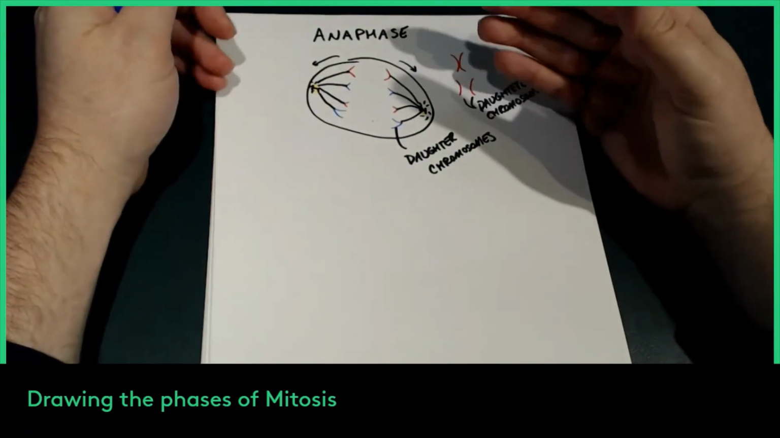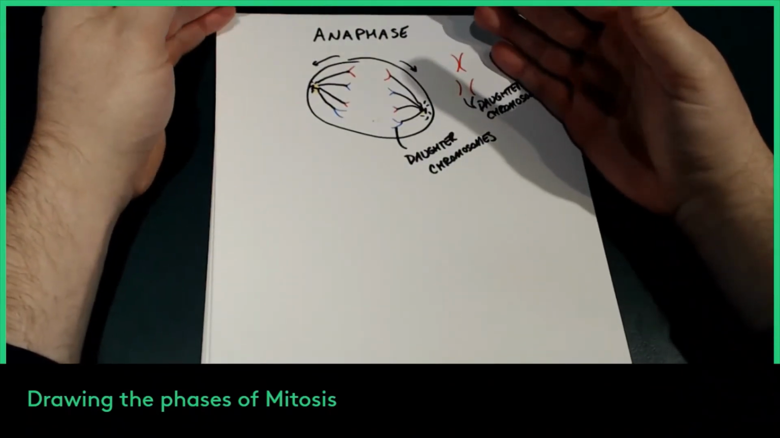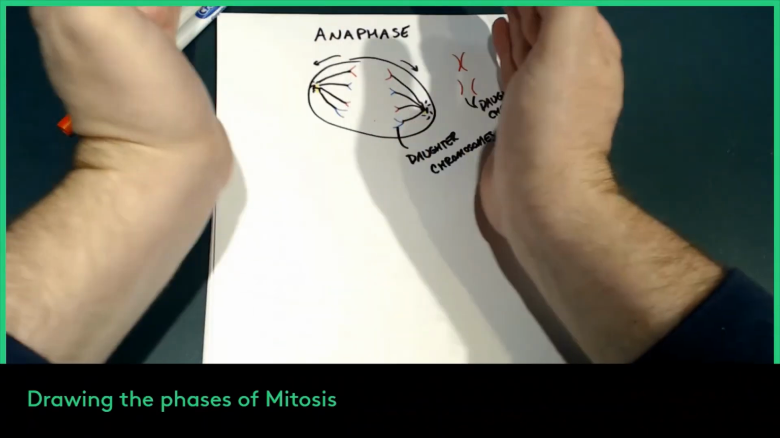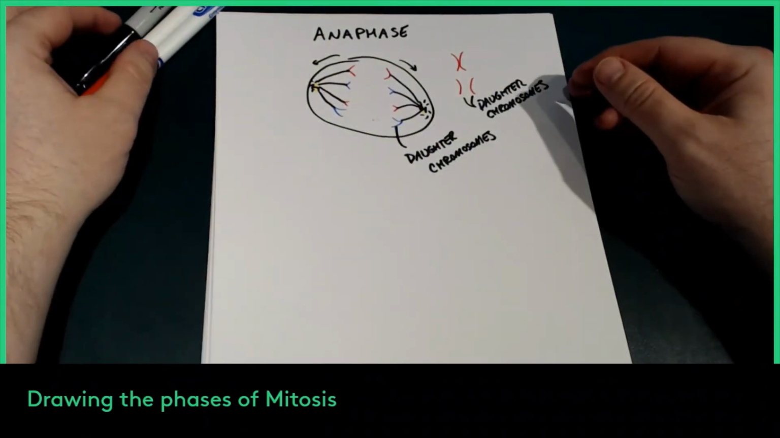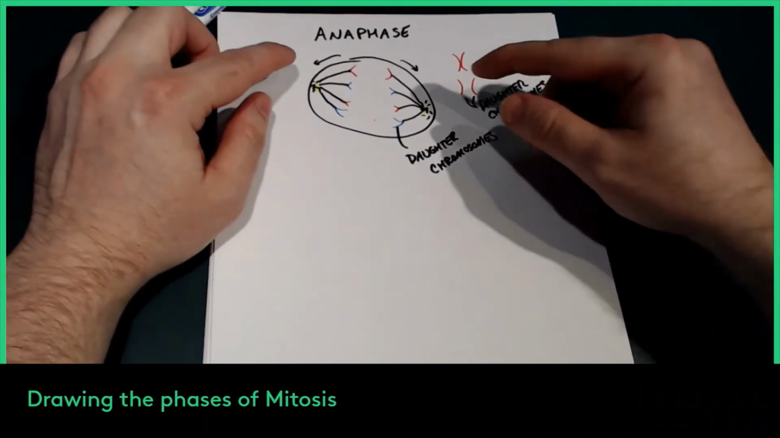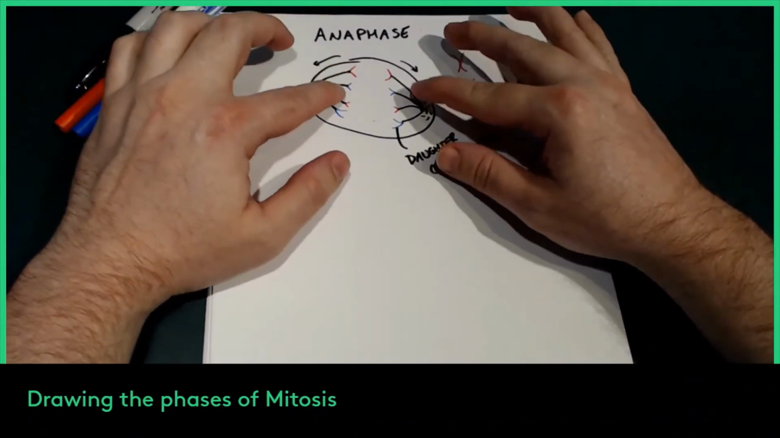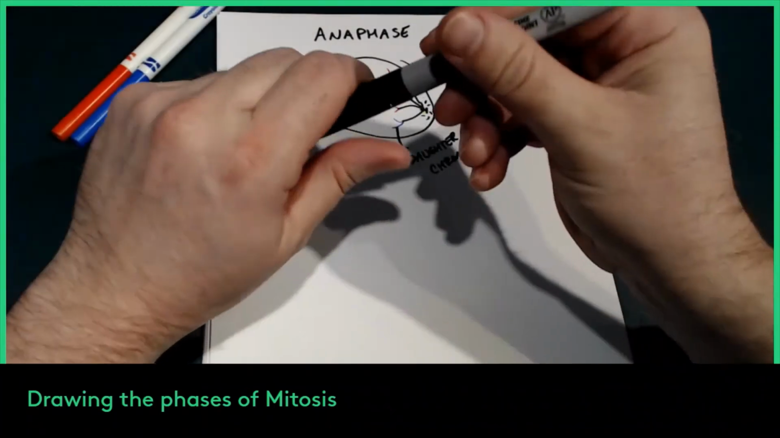Okay, so this is a little bit late anaphase. Anaphase begins right here. As soon as they come apart, that's the start of anaphase. When does it end? It ends very late, when they stop moving. What I drew here is about midway, maybe a little later in anaphase.